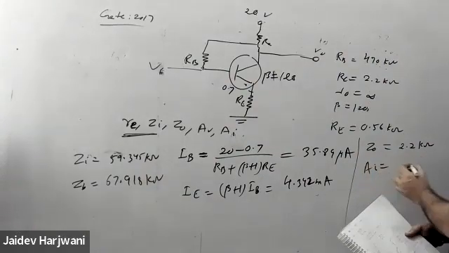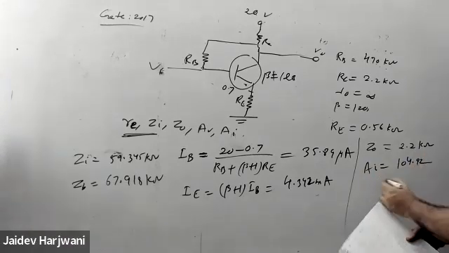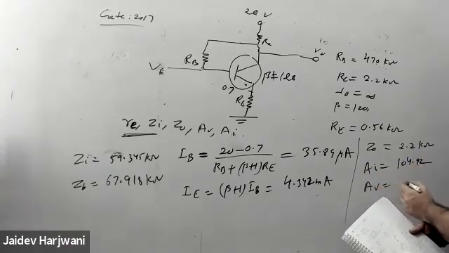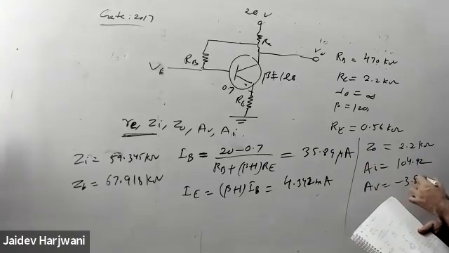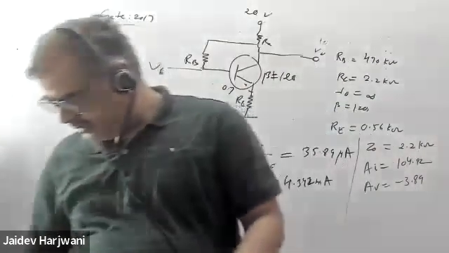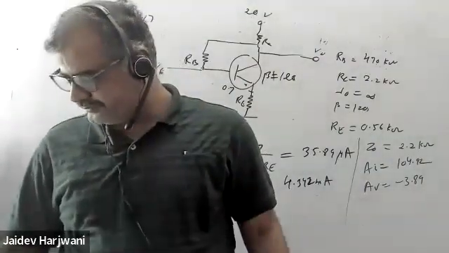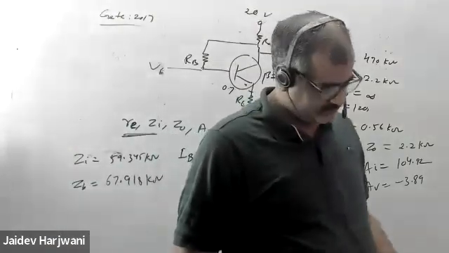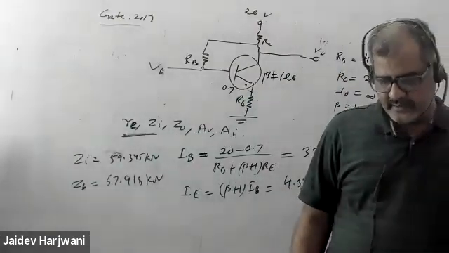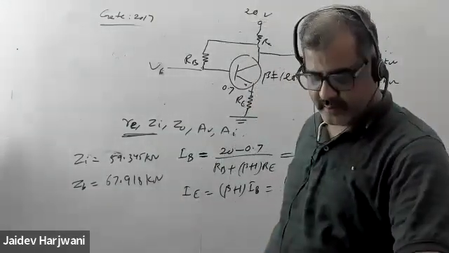A gain is coming 104.92 approximately, and AV is coming minus 3.89. Okay, these are the values. You need to send me the homework. Okay, so we'll meet after a 5-minute break for your digital.